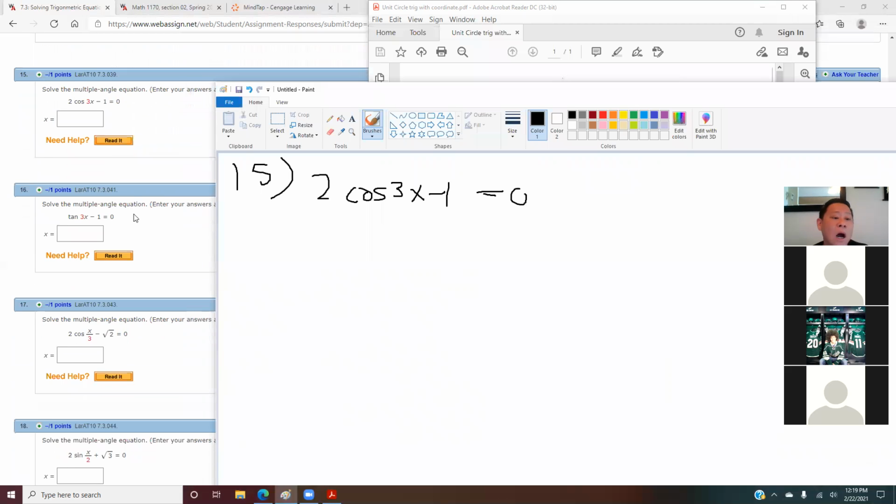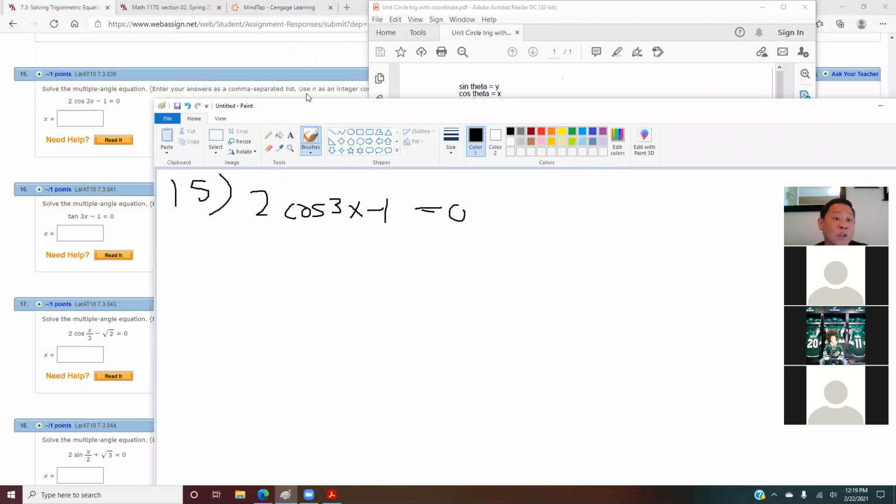So multiple angle. This answer is in n form. So number 15, they want it in n form, which means you have to add 2n pi or n pi. So as usual, we solve for x. What we do here is we add 1 and we divide by 2. So what we have here is cosine 3x equals 1/2. Now we did this a lot already, right? You move the cosine over, and it becomes arc cosine. Usually we got x here, but this time we have 3x.